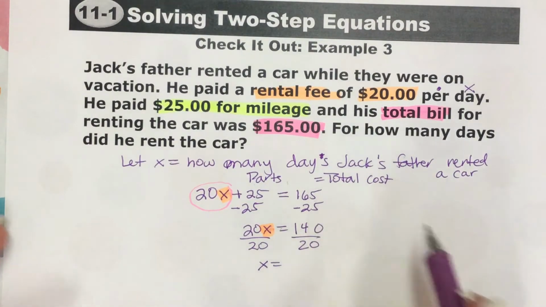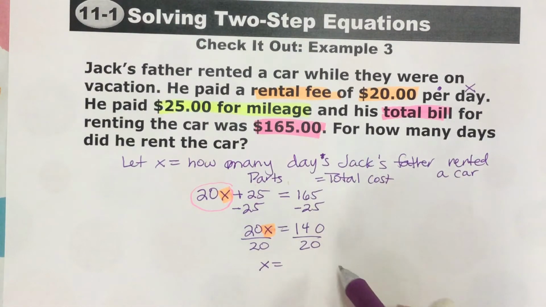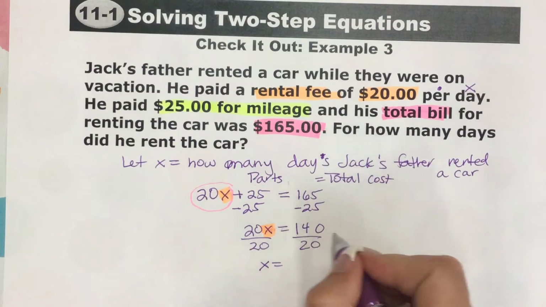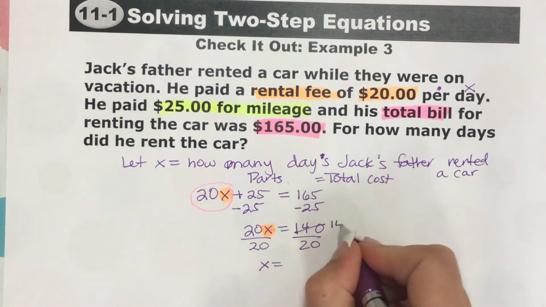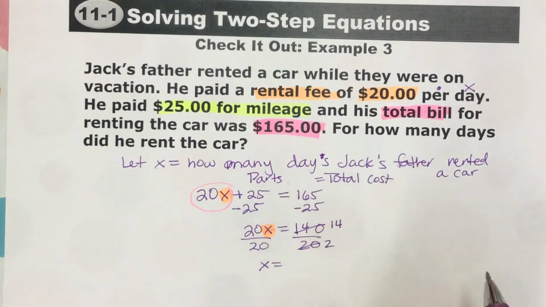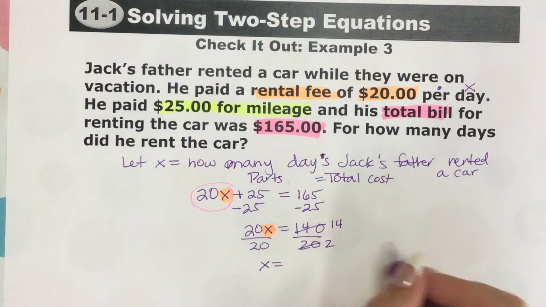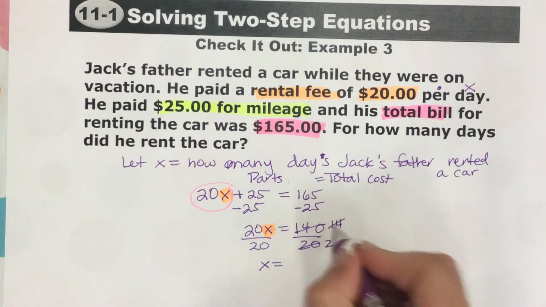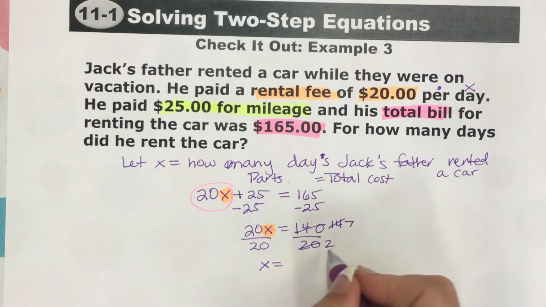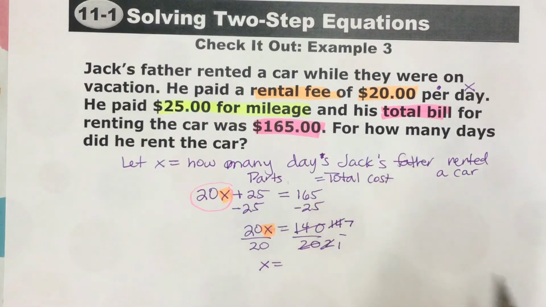And then I can just reduce this. I know that 10 goes into 140 and 10 goes into 20. 10 goes into 140 14 times, and 10 goes into 20 2 times. And they can reduce further. They're both even, so 2 goes into both of these numbers. 2 goes into 14 7 times, and 2 goes into 2 1 time, so we really have 7 over 1, or just 7. So x equals 7 days.